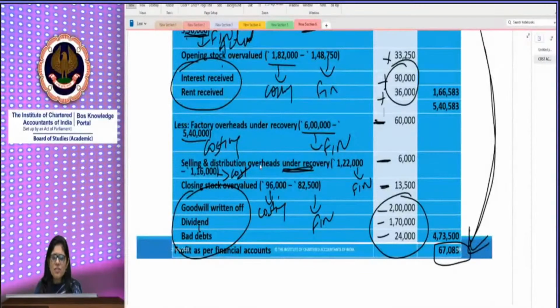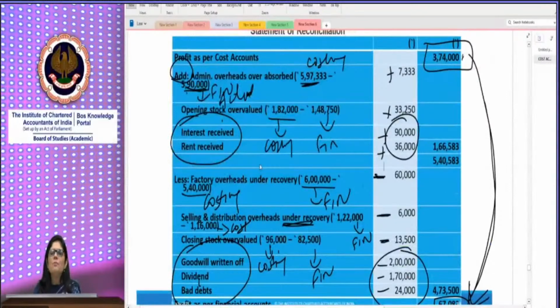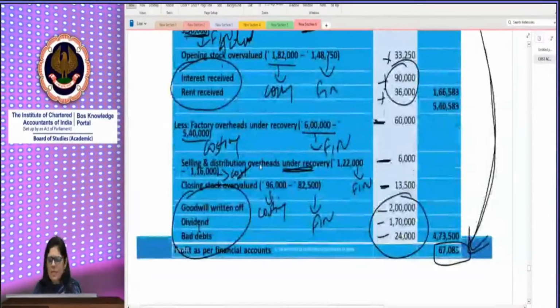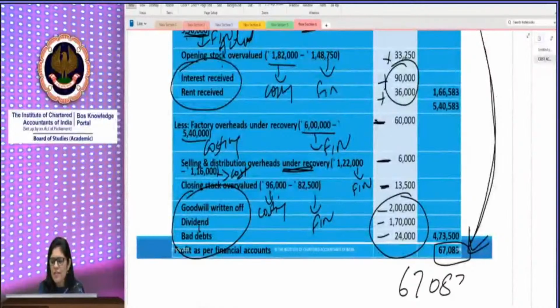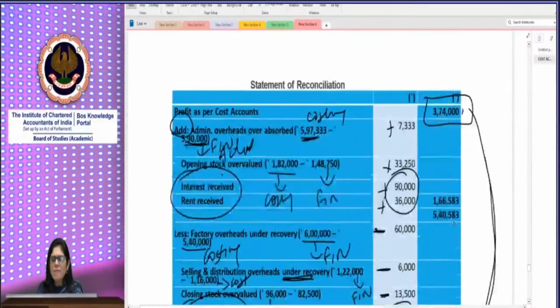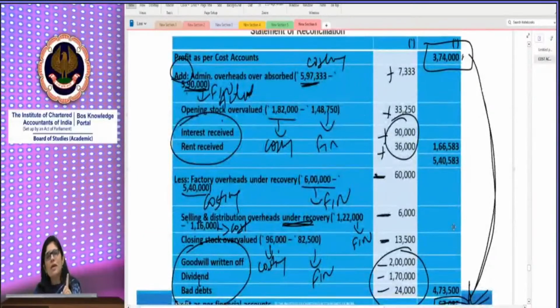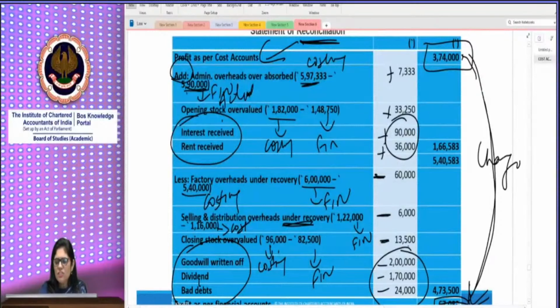In this question, I'm taking financial profit as the base. That means my financial profit is correct. I have to change the costing profit to match this financial profit. So if I have to change my costing profit, that means I'm reconciling my costing profit. So this reconciliation is for the costing profit. I'm reconciling the costing profit and changing it to financial profit.